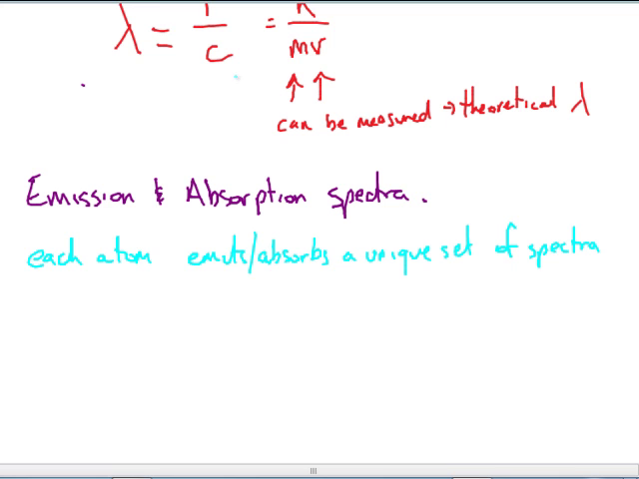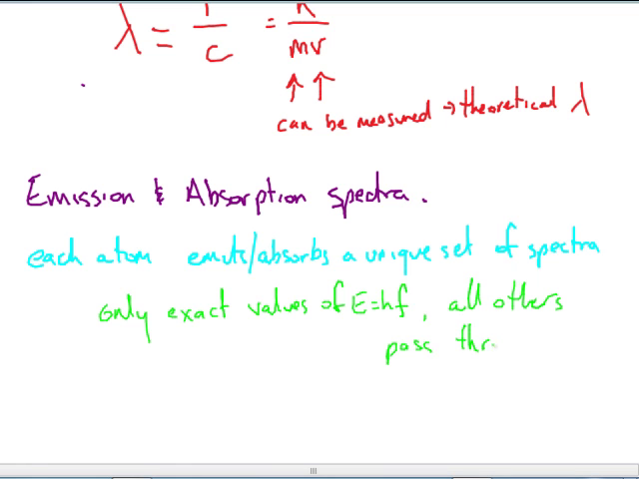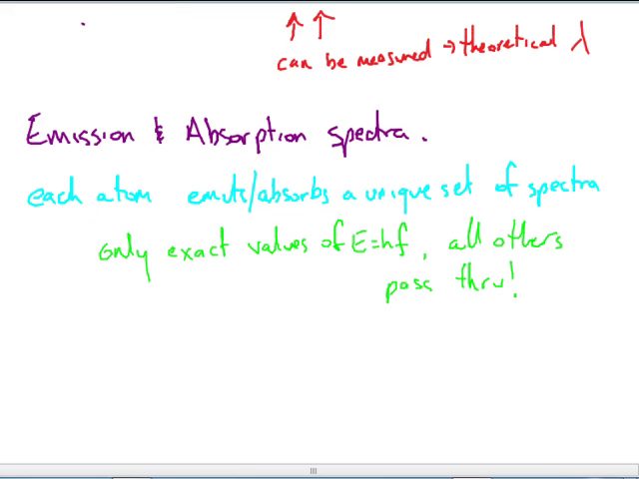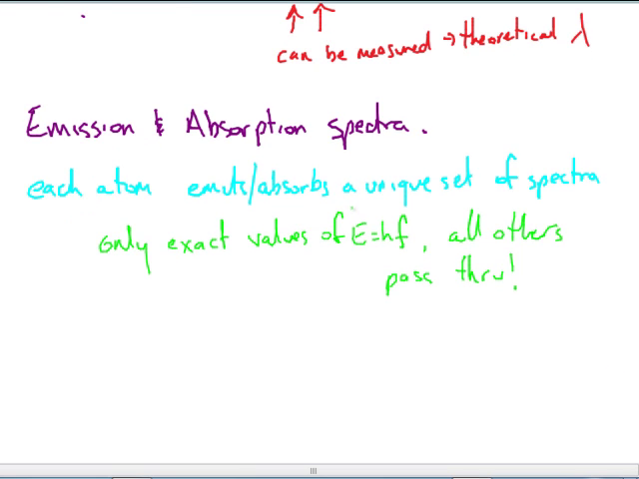All others pass through. Okay, so it's got to be something that's related to the atom. The idea of shells didn't exist at this stage, but it's got to do with the energy levels that these electrons occupy. It's got to be an exact difference between these levels.